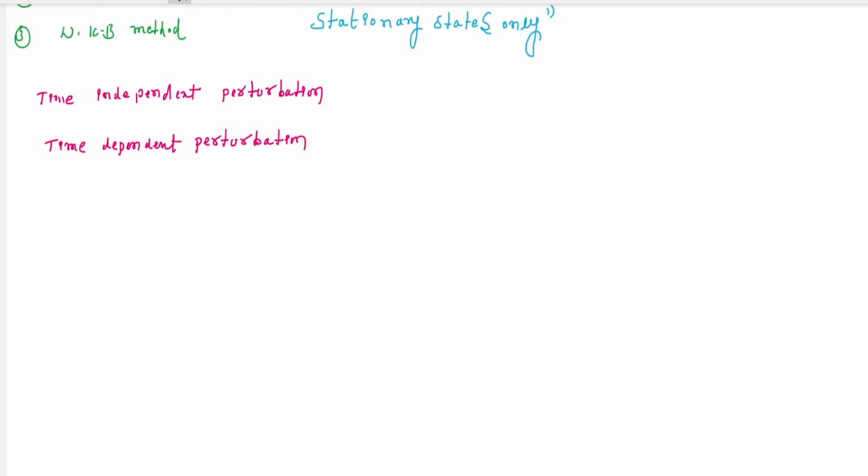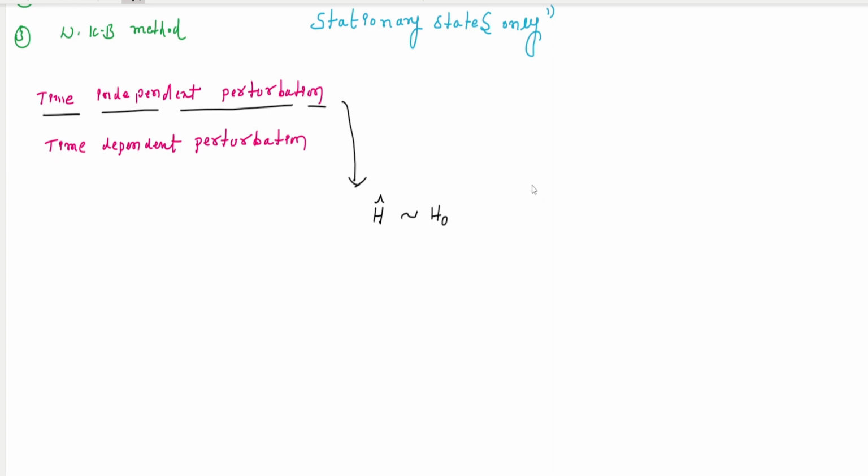So this time-independent theory is most suitable when the Hamiltonian is very close to a Hamiltonian H naught that can be solved exactly.